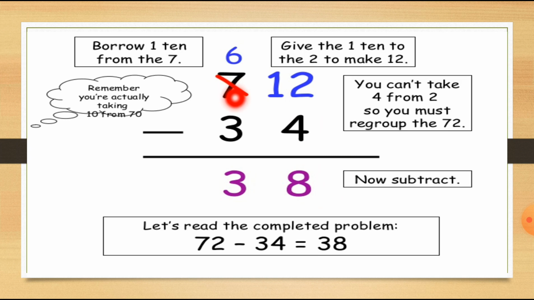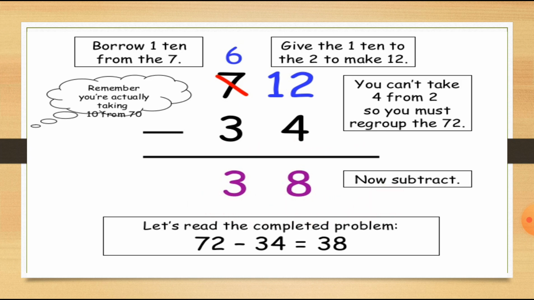Now we have taken the 10 from this 7, so here is the 6. So we are going to cut now from this 6. You can see this, we cut the 7. Now we will focus on this 6. Now we have to cut 3 from this 6. So 6 minus 3 is equal to 3. So here is our answer, which is 38.